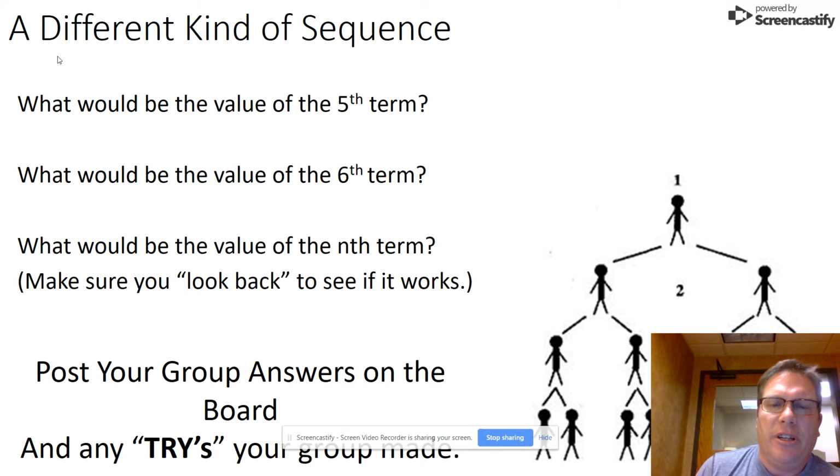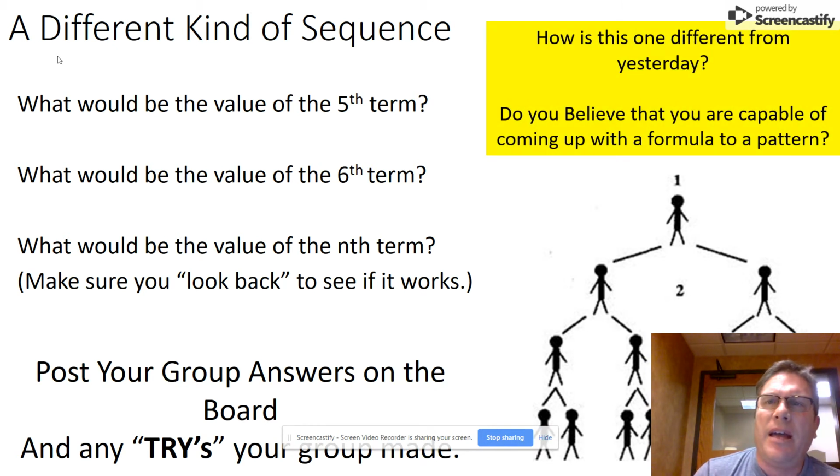And then I'm going to introduce them to a geometric. I'm not going to call it geometric right away. I'm going to say just a different one. And then go through the same process again. Predict the fifth, predict the sixth, come up with a formula, look back, see if the formula works, and put up any tries that didn't work. I'm going to ask them if they believe they're capable, because this will be a little bit harder to come up with. If they believe they're capable of coming up with a formula for this particular pattern.